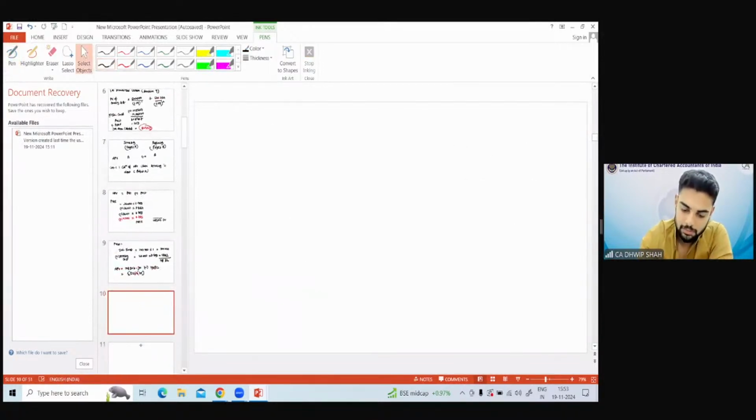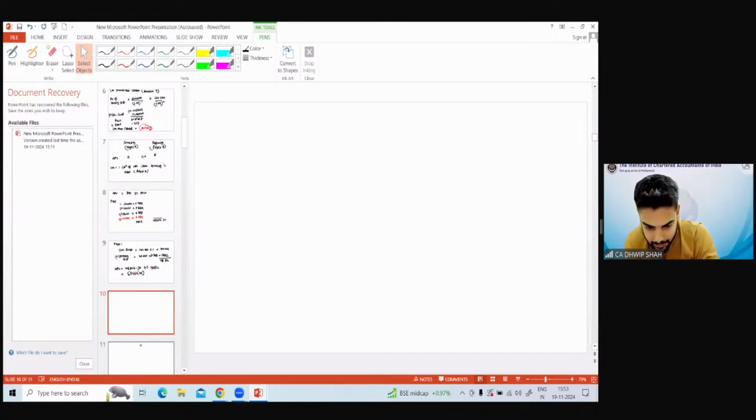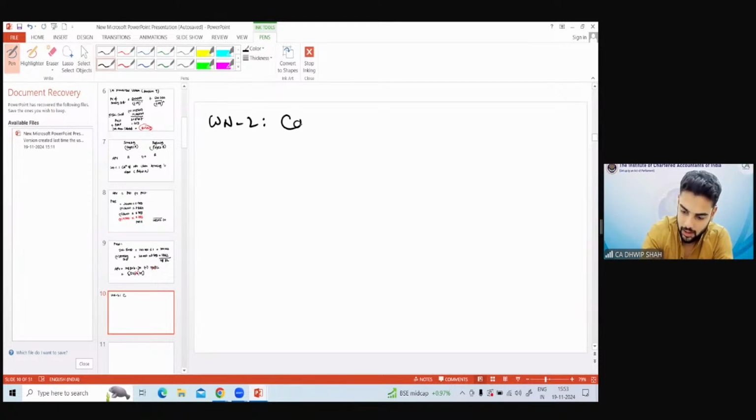Now, let's move to project B. Project B is when we are replacing the part and not servicing. So working note 2, calculation of NPV when replacing the part.